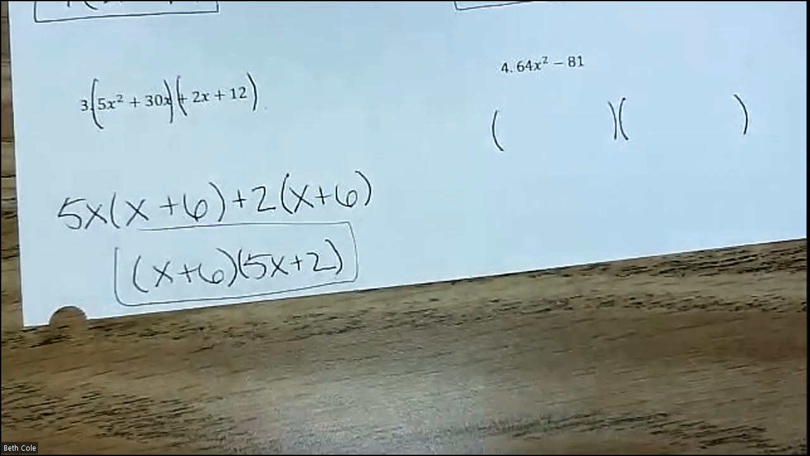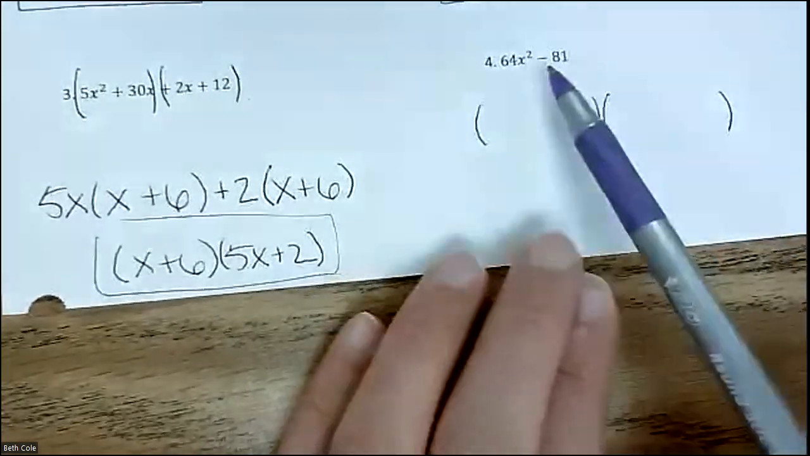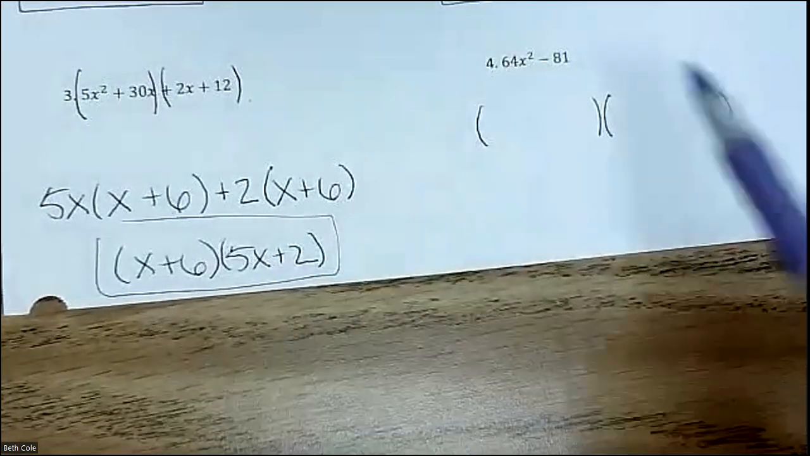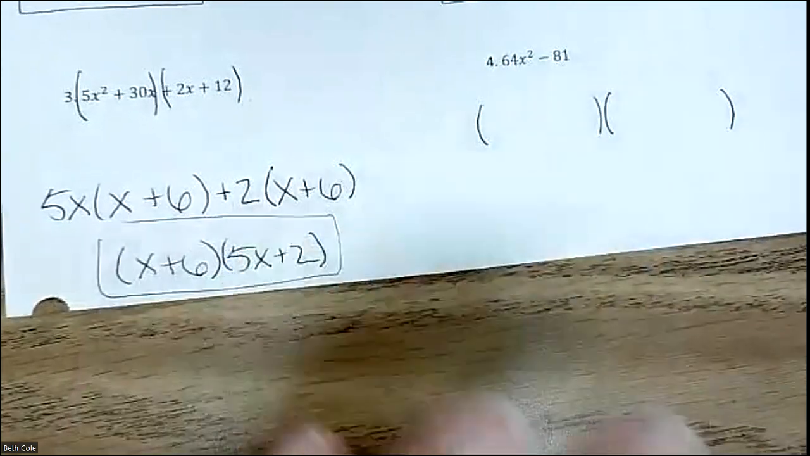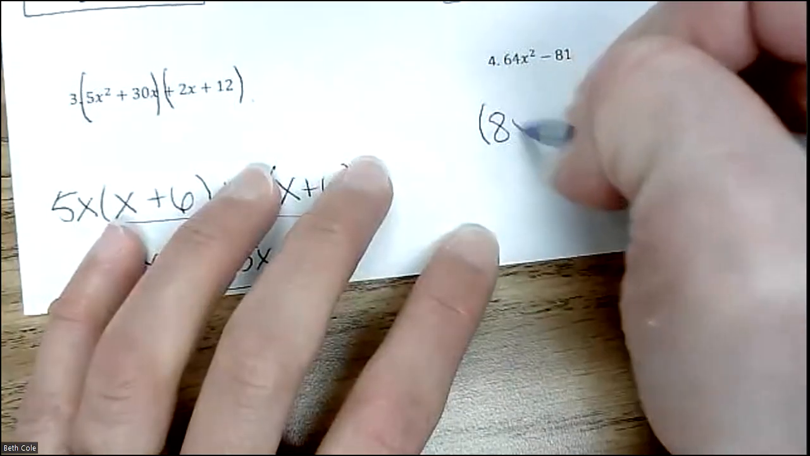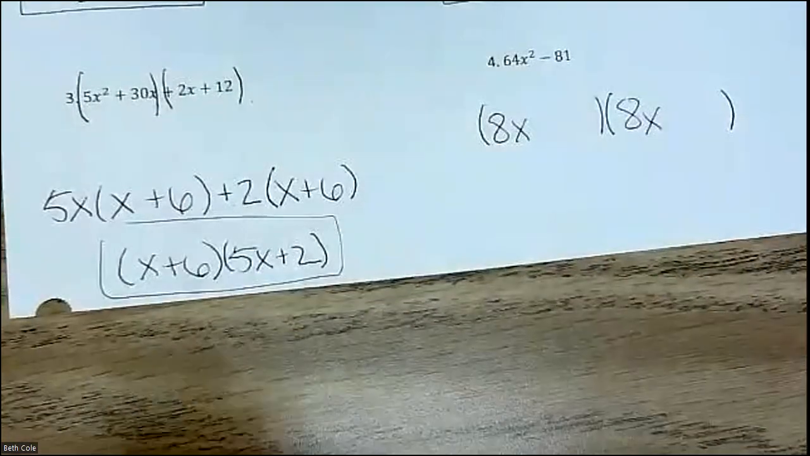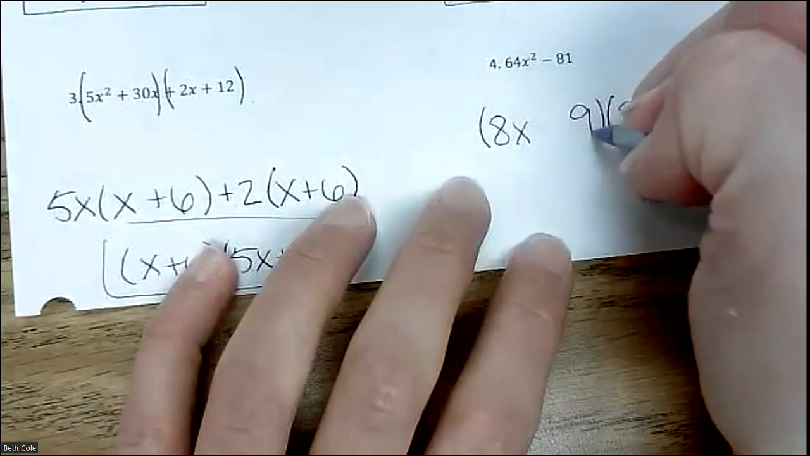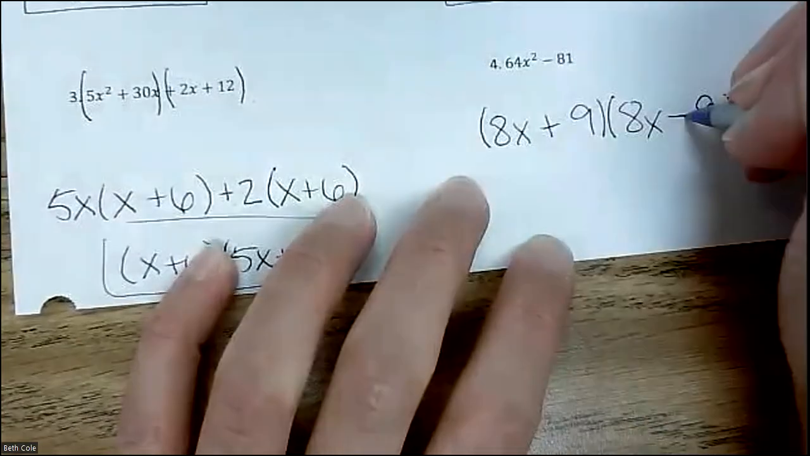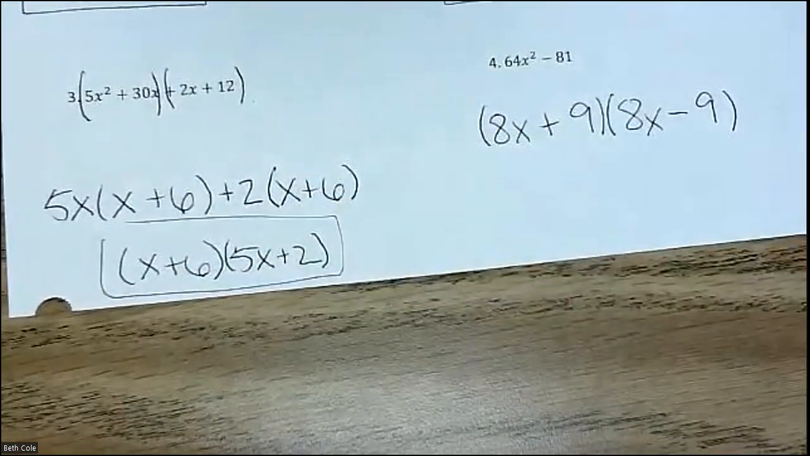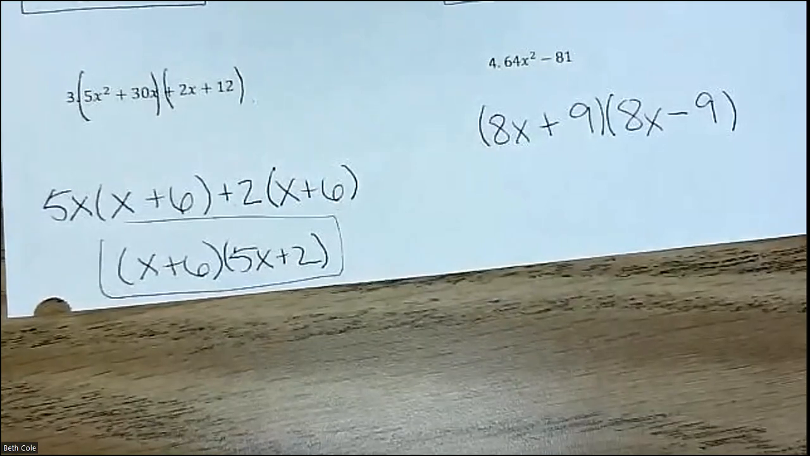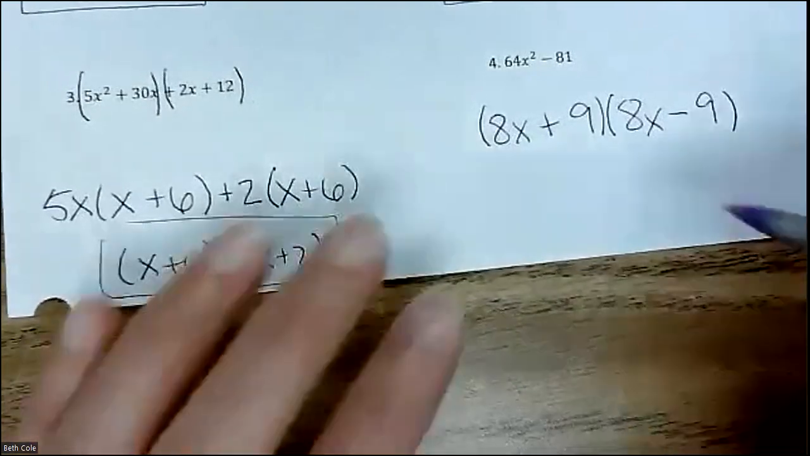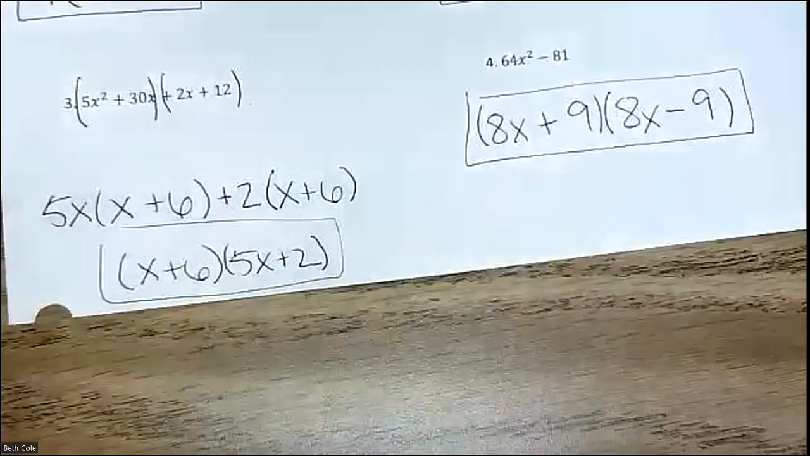I'm just going to repeat what I just said since I forgot to hit record again. So what we notice is these are both perfect squares. So what is your square root of 64? 8. So you're going to have 8x, 8x. And then what's your square root of 81? 9. And it's going to be 1 plus and 1 minus because the middle term is 0. So if you add 1 and subtract the other one, you end up with 0 in the middle.